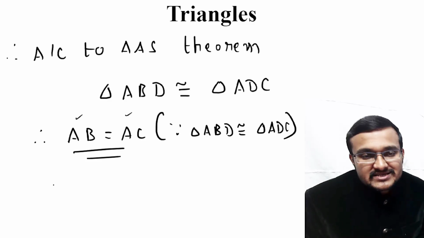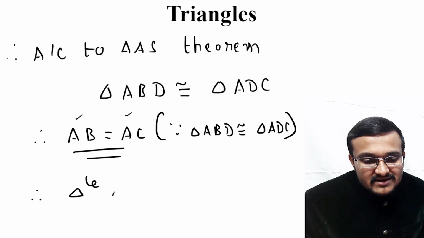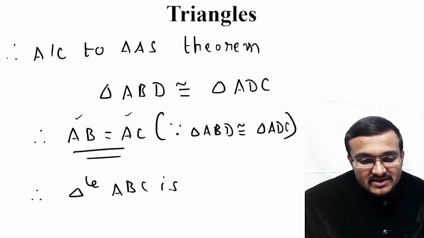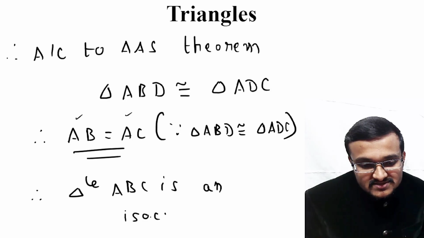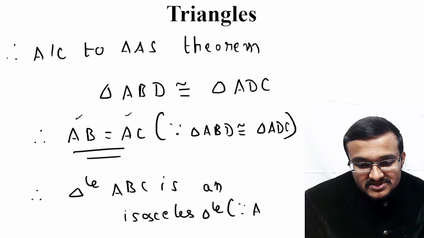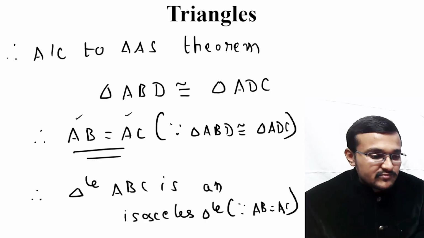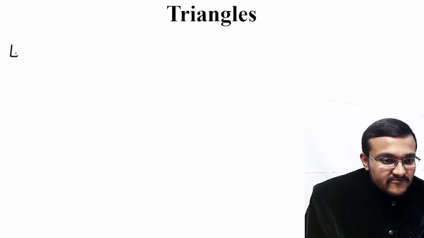Because AB is equal to AC, therefore triangle ABC is an isosceles triangle. This is because AB is equal to AC. So now we have proved this particular example 4.